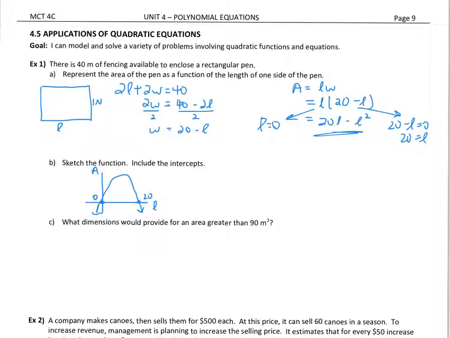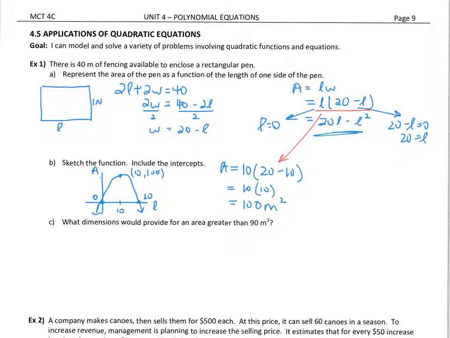We could get our maximum based on what we have here. The maximum is going to happen at 10 because it happens halfway between the zeros because of the symmetry. So your area when length is 10 would be 10 times 20 minus 10. I'm just taking the formula here and subbing 10 in, and then that will equal 10 times 10, which is 100. So our maximum area for that pen would be 100. So our vertex is here at 10, 100.